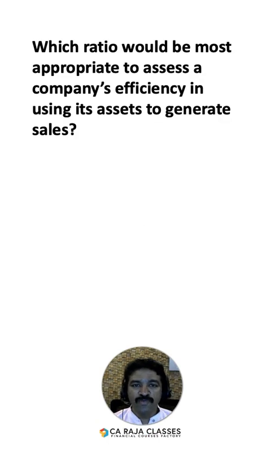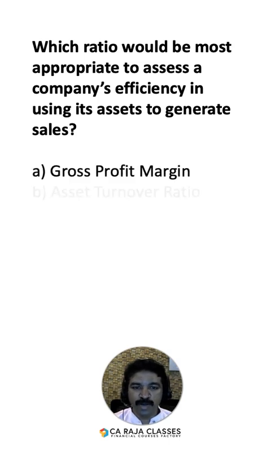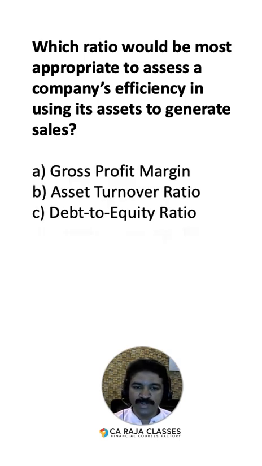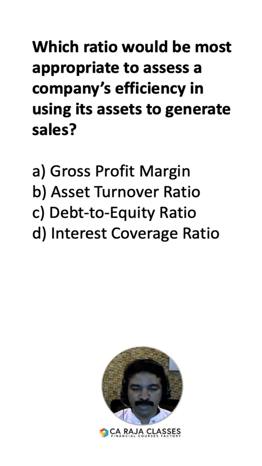Next question. Which ratio would be most appropriate to assess a company's efficiency in using its assets to generate sales? The choices are gross profit margin, asset turnover ratio, debt to equity ratio, interest coverage ratio. Let's understand. In gross profit margin, you compare the gross profit with sales and you will understand the profitability. So this is not the answer. In debt to equity ratio, you are comparing the debt and equity to understand the long-term solvency.